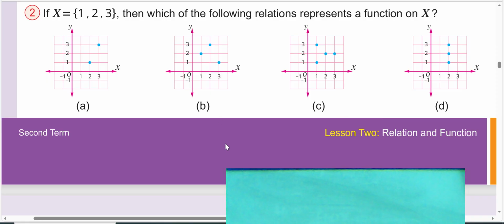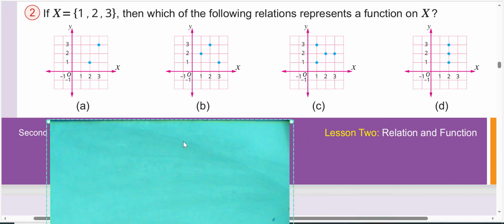Number 2. If x equal 1, 2 and 3, then which of the following relations represent the function of x? Letter A is not a function, because the element 1 hasn't any image on the vertical line. The vertical line hasn't any point. We haven't any point here. It's not a function because element 1 hasn't any image.